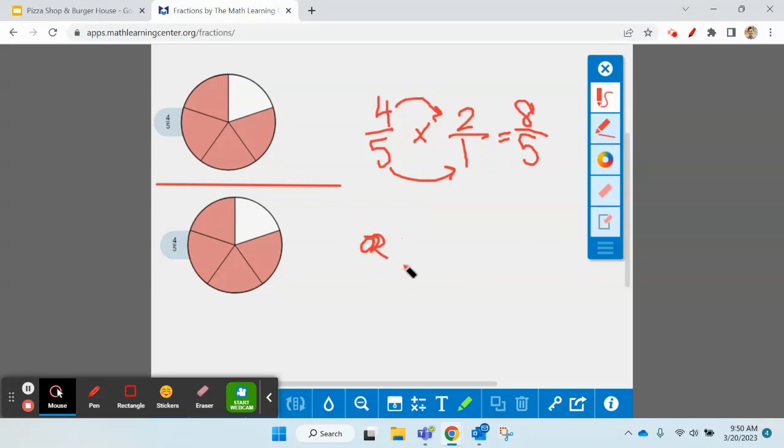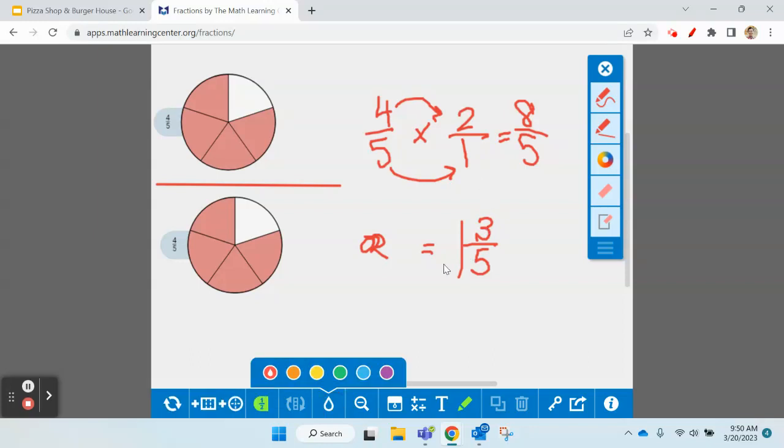Or we can rewrite 8/5. How many times can 5 go into 8? 1 full time. We need 3 pieces. 3 is our remainder, and our denominator stays the same. How we can see this mixed number in our picture is we can move 1 piece over here to make 1 whole and 3/5.